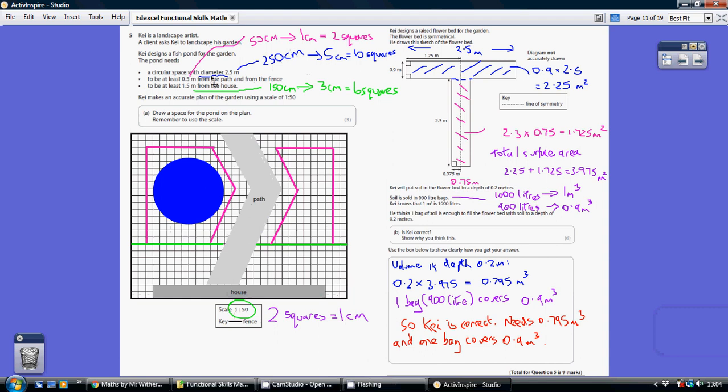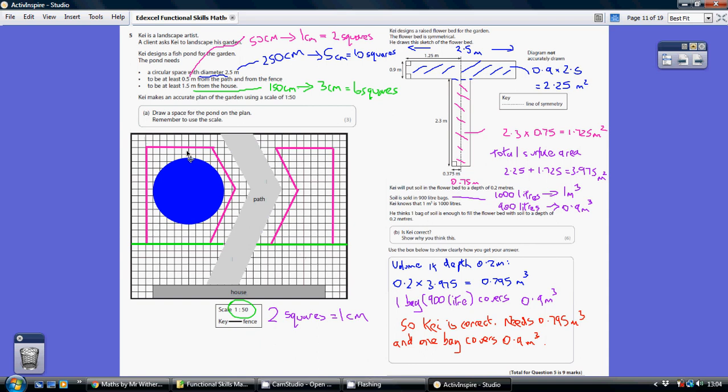So my circle has to be 10 squares across, and it has to be more than 6 squares from the house. 1, 2, 3, 4, 5, 6. So above that green line. And then more than 2 squares away from both the path and from the garden fence. Okay, that's the dark black line all the way around. So basically it's got to be inside this area here, because clearly it can't fit in this area here.